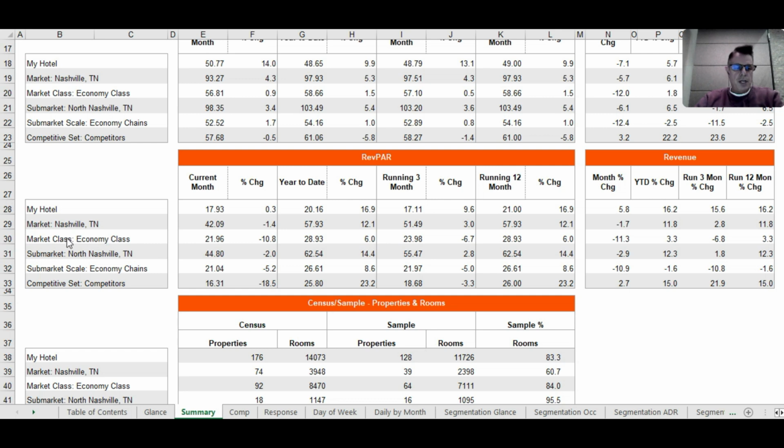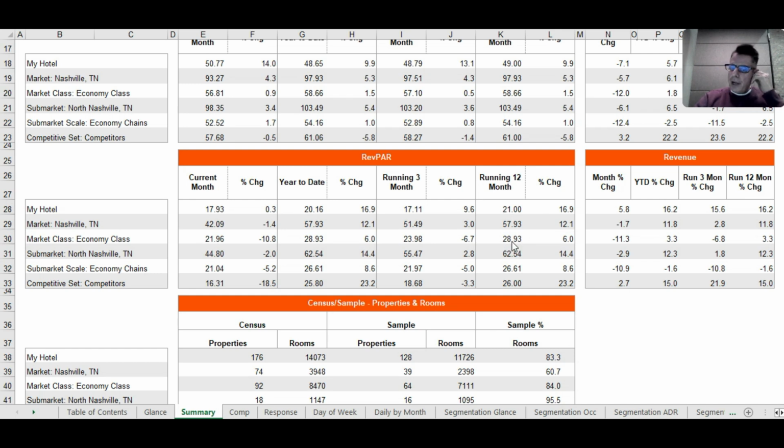So this third one down, this economy class right here, these are all the economy class hotels in the city. Now, this is a good one, in my opinion, to compare yourself against. And the economy class hotels ran a RevPAR of $28.93. So the competitors were $26 RevPAR on average. This hotel ran a $21 RevPAR on average, and the economy class ran a RevPAR of $28.93.